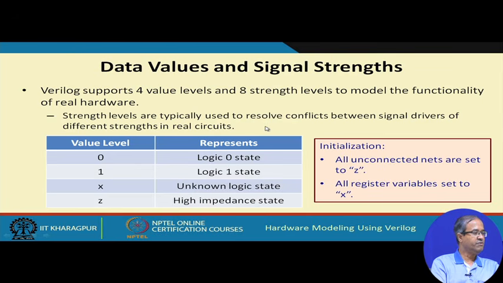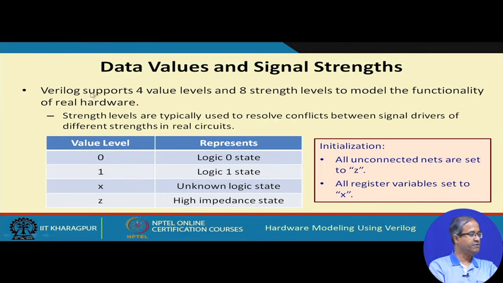So, data value and signal strength: Verilog supports these 4 logic values 0, 1, x and z. 0 is logic 0, 1 is logic 1, x is unknown, which is not initialized, it can be 0, can be 1, but z is the high impedance state. Now, when you initialize, all unconnected nets, the wires, are initialized to z, but if you declare some variables of type register, registers are initialized to x.